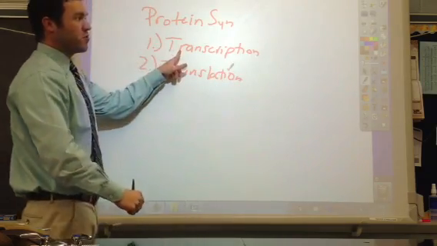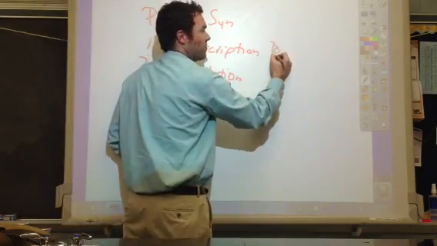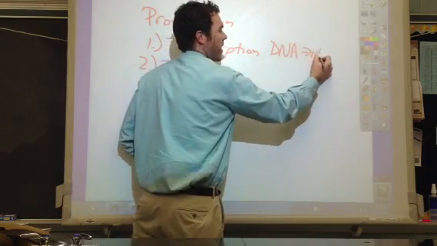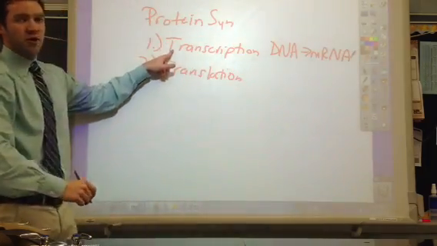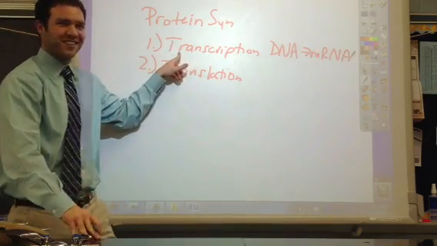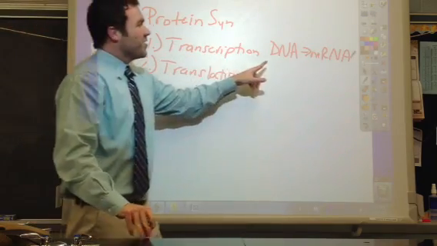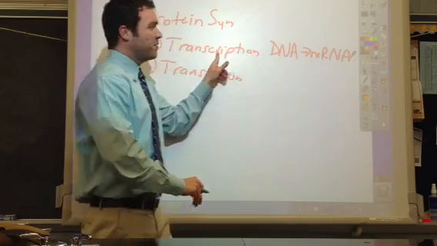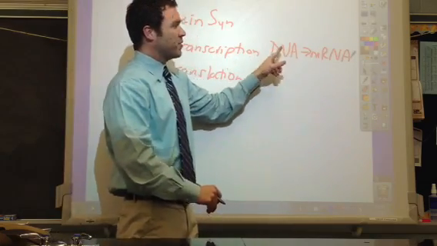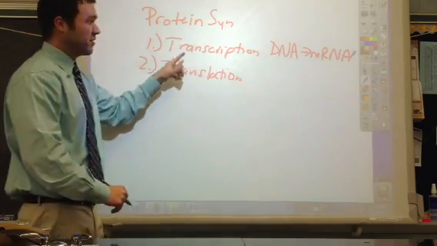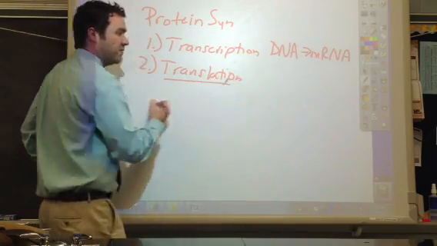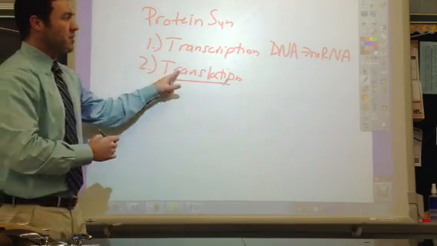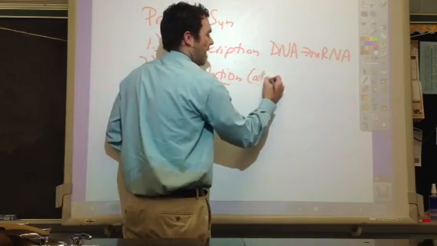I've defined transcription already. So you go from DNA language to mRNA language. This process occurs in the nucleus. It has to occur in the nucleus because DNA going to mRNA language, DNA is not allowed to leave the nucleus. The next part of this process is translation. That's what we're going to do today in 15 minutes. This occurs at the ribosome.